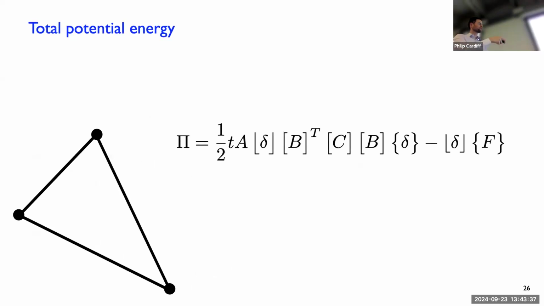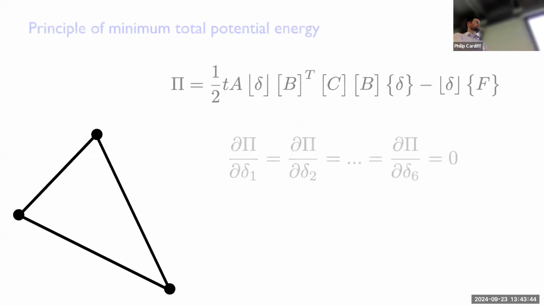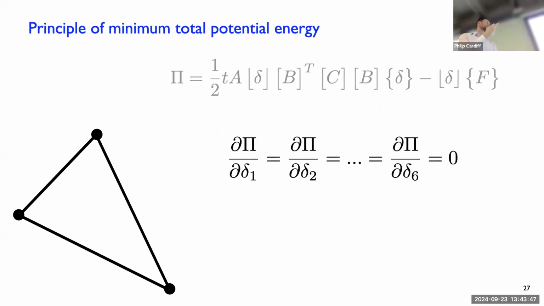So that means our total potential energy is the internal part minus the external part. And then we get our equilibrium equations on our stiffness matrix by differentiating this with respect to each unknown. The unknowns here are the nodal displacements we're trying to calculate. There are 6 of them, so 6 scalars: U1, V1, U2, V2, U3, V3. If we differentiate this with respect to U1, that will give us one equation.